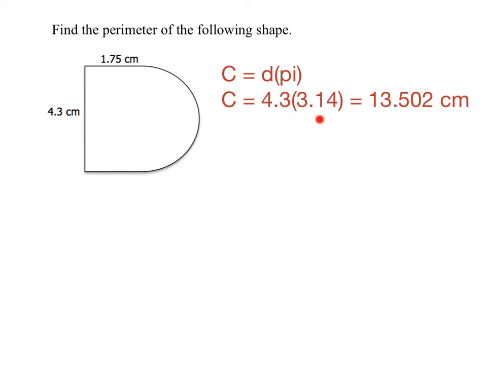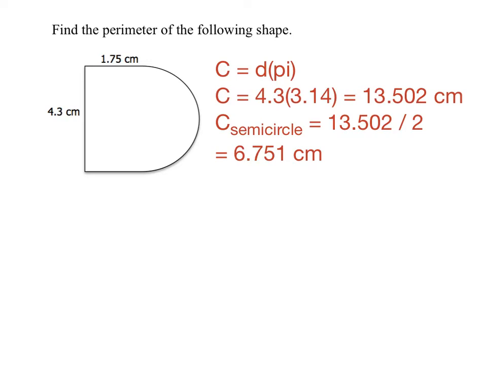And 4.3 times pi, 3.14, gives us a circumference of a circle at 13.502. But since we only have half of a circle over here, we're going to take the circumference of a full circle and divide it by 2. And we get 13.502 divided by 2 for a distance of 6.751.